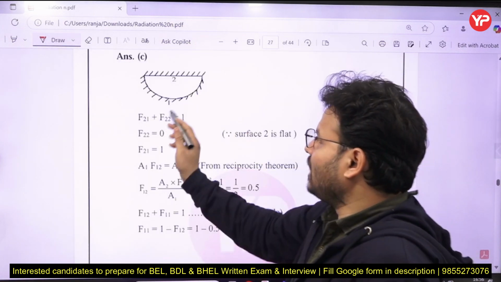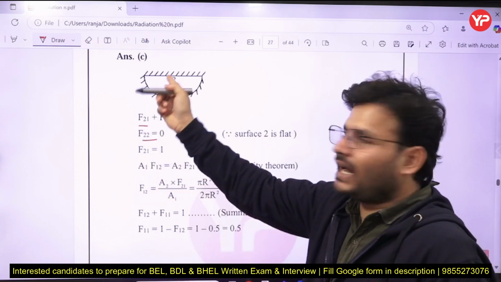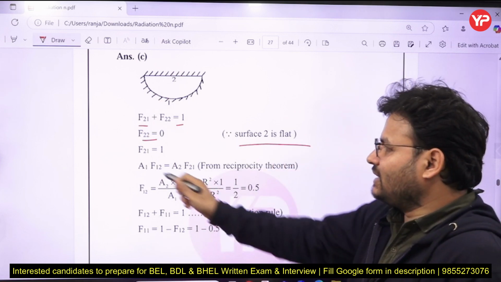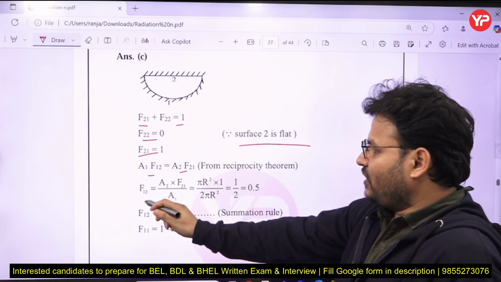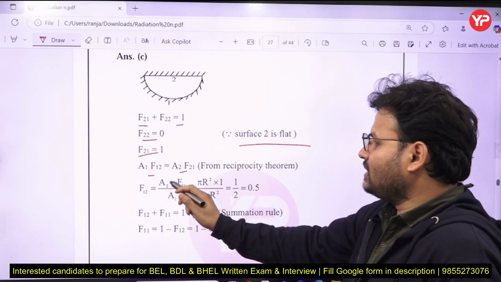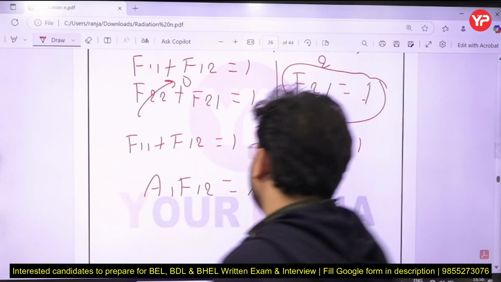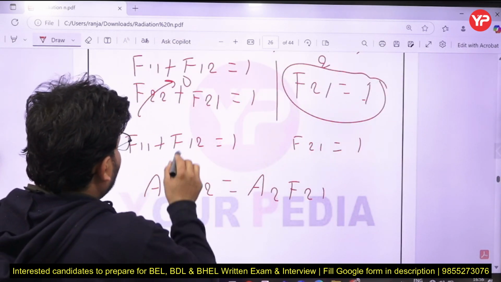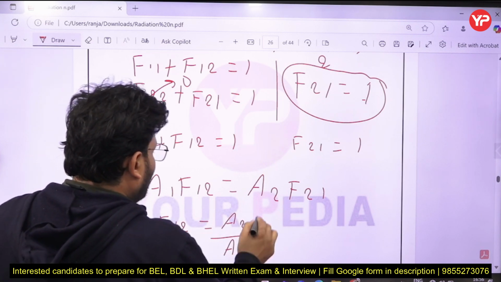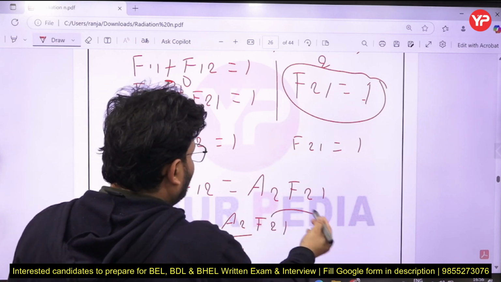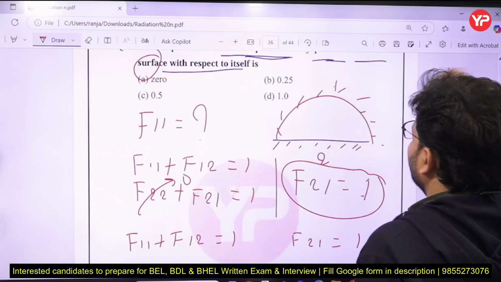See, the hemispherical part is 1 and the flat surface is 2. So F22 is 0, because surface 2 is flat, and F21 is equal to 1. From the reciprocity rule, A1 F12 equals A2 F21. So what will be F12? I need F12. Can I write F12 equals A2 upon A1 times F21? What is F21? That is 1. So what is A2, my dear friends? A2 is simply the flat surface, and 1 is the hemispherical part.